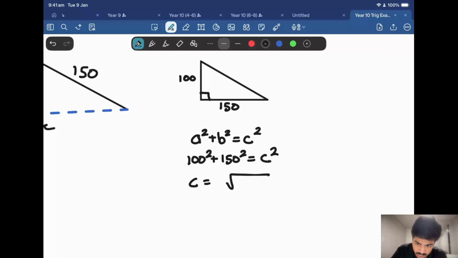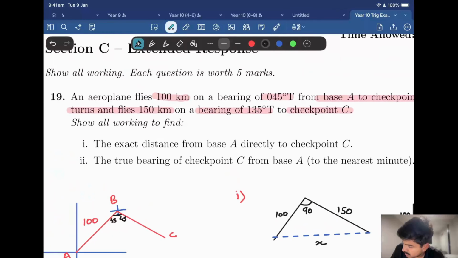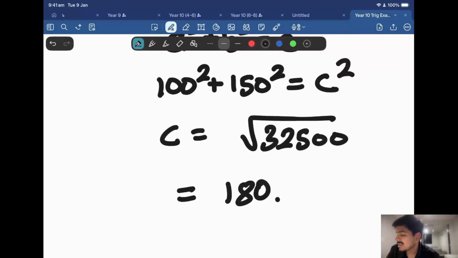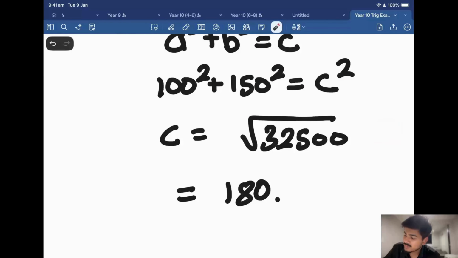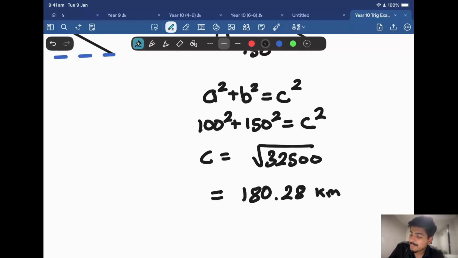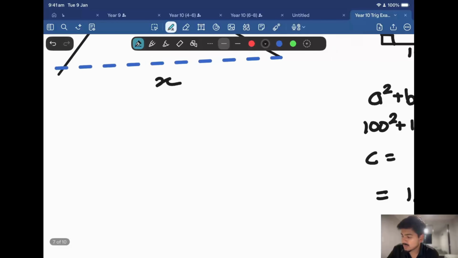That's 32500. So find the square root of that. You get 180 point how many does it say? Okay, it says exact distance. Technically you'd want to leave it like this, right? But for this exam I'm gonna accept 2 decimal places, right? So this many kilometers. Okay, it's always really good practice to do multiple ways of a single question, right?